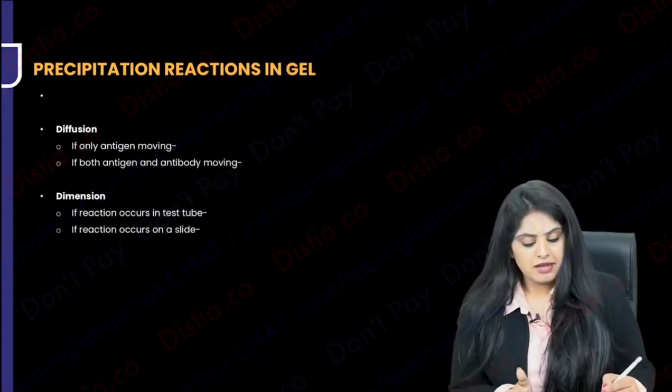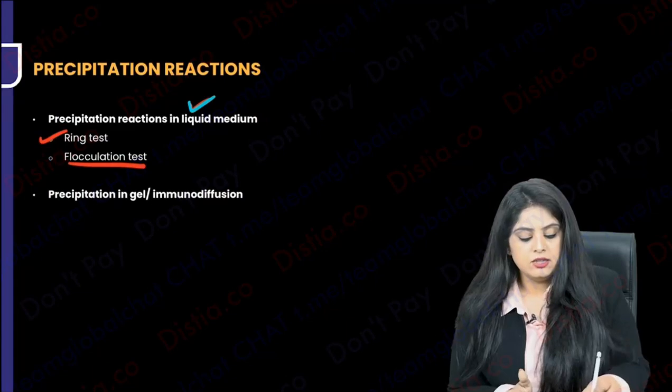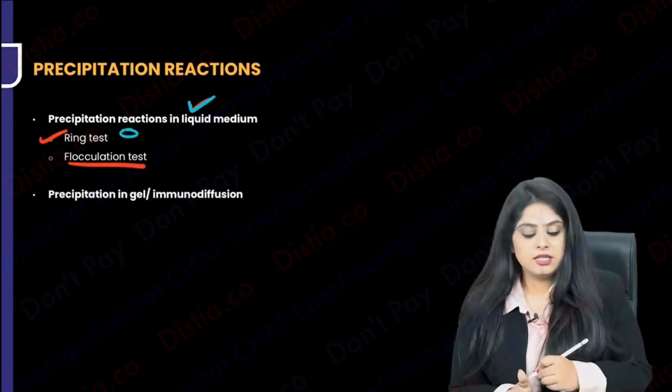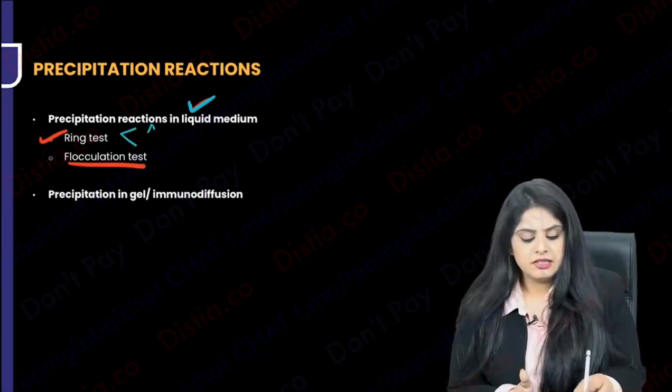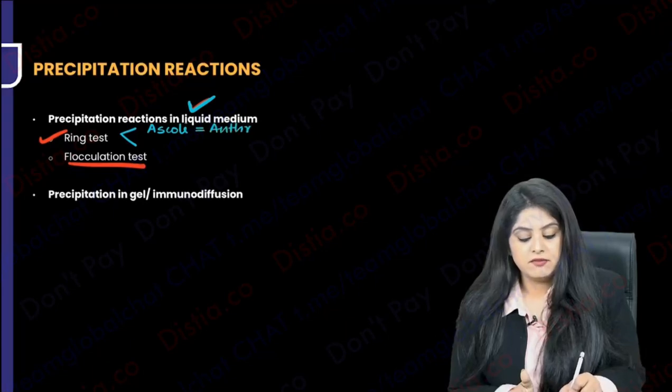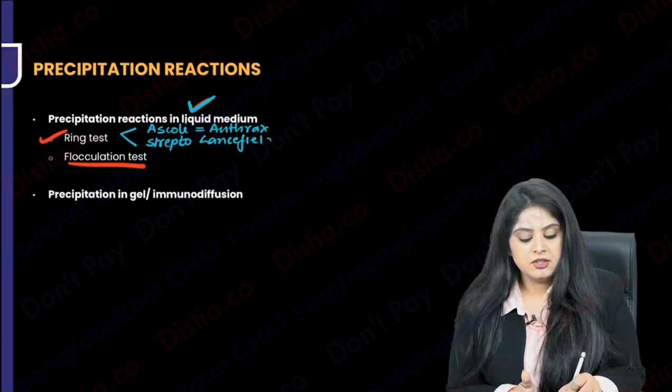So coming back, what all have we studied up till now? I told you that we had to do liquid media. Either you made a ring for the antigen and antibody. Let's do a quick summary. In the ring you had two things. Either you made an Ascoli's ring precipitin test, for which organism? A for anthrax. Or you did a streptococcal Lancefield grouping. These were the two that you had put under ring precipitation.